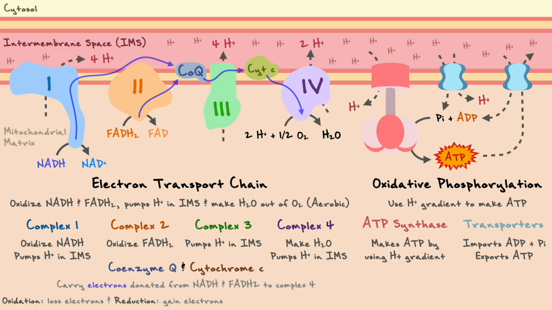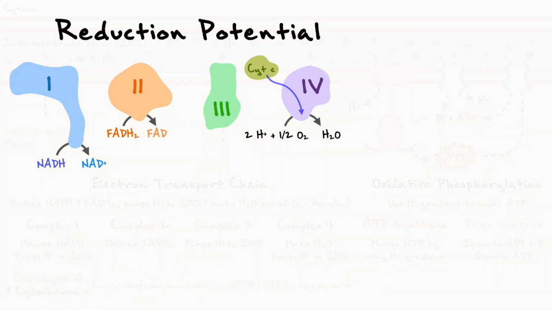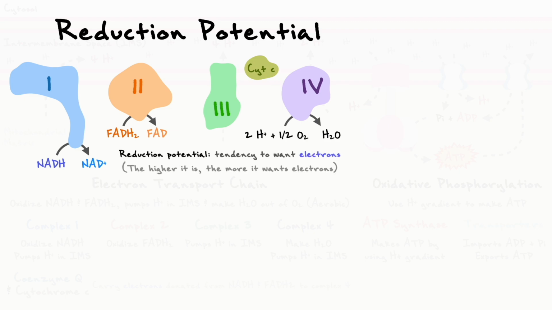Now, before we discuss how each complex and protein mediates its function, I want to briefly touch on a term you are most likely to see in your classes, which is reduction potential. To define this term, reduction potential can simply be understood as the tendency of a substrate to want electrons. This reduction potential is a metric that can be quantified numerically, and the higher the value a substrate has, the more it wants electrons. For the purposes of this video, we are not going to consider the reduction potential values of each complex, as it's not too important for us, but the main idea with the electron transport chain is that from complex 1 to 4, all the components are organized from the lowest to the highest reduction potential.